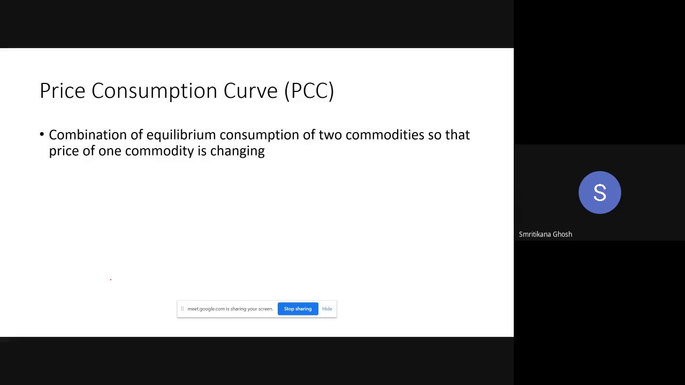It is the combination of equilibrium consumption of two commodities so that price of one commodity is changing, or you can say the relative price is changing. What is relative price? Relative price means Px by Py. So if Px is changing or Py is changing, Px by Py will definitely change, right? So it's better to say that relative price is changing.